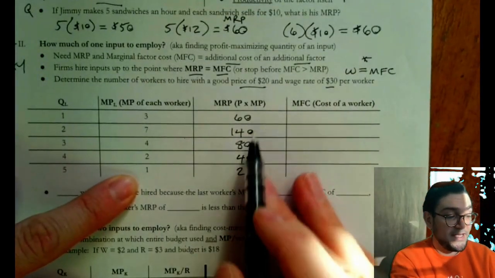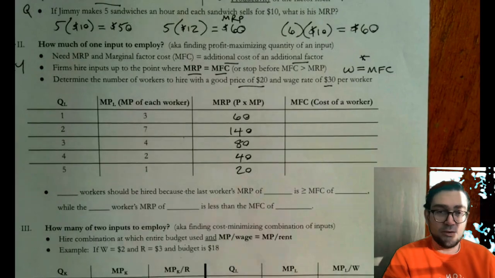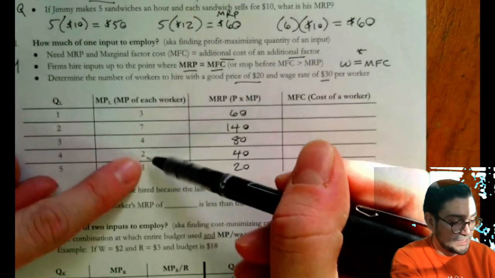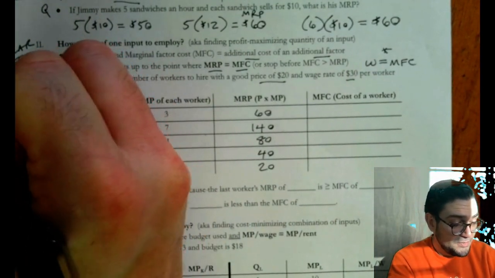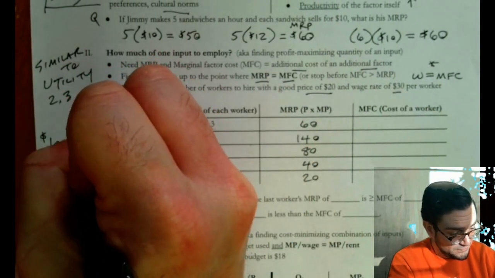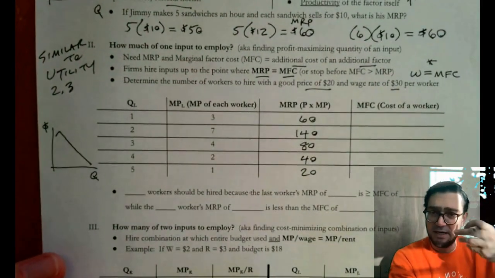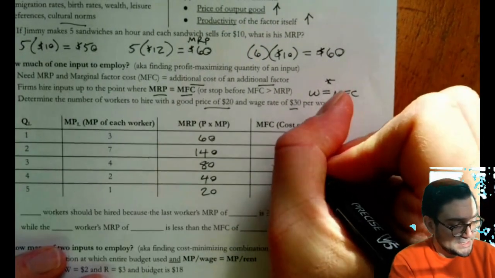So you can see that the MRP rises and then falls. Why would that be? Well, because the marginal product rose and then fell. And so if we were to actually graph it, you would have the value of their marginal product and the quantity, and it would kind of do an upside down marginal cost curve. Now, marginal factor cost, we already said, is equal to the wage.